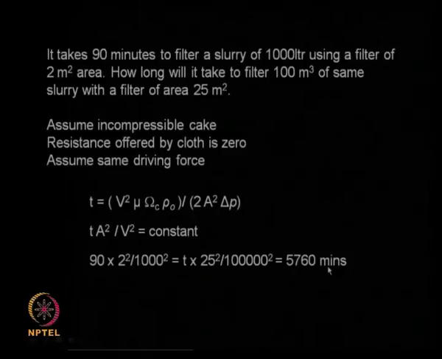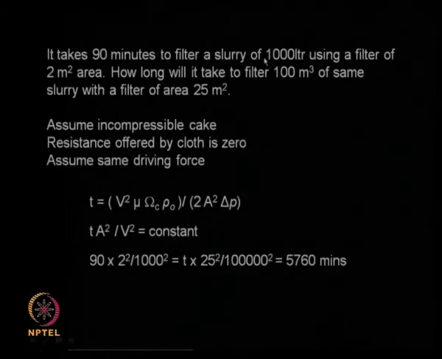It is a very simple problem, but it has implications especially during scale up. When I am scaling up from lab scale to a pilot plant and to a full scale commercial plant, the amount that needs to be filtered also keeps increasing. I might not be able to increase my filter area too much. So what is the alternative? I need to take much longer time to filter the liquid or the slurry. That is what is happening here.